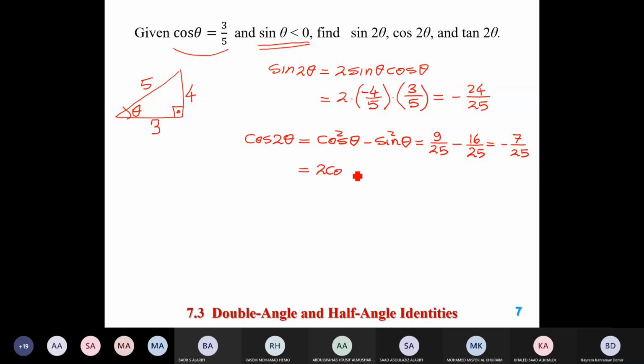Yes. Or maybe somebody likes to use this one: 2 cosine square theta minus 1. Well, why not? Let's use this one. 2 times, Shabab, cosine square is how much? 9/25. And then minus 1. So it will be 18/25 minus 1. It will be the same number, right? Negative 7/25. Am I right?